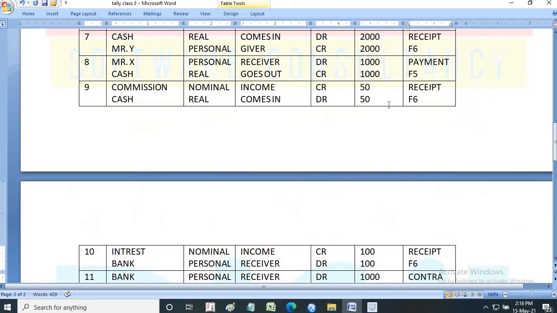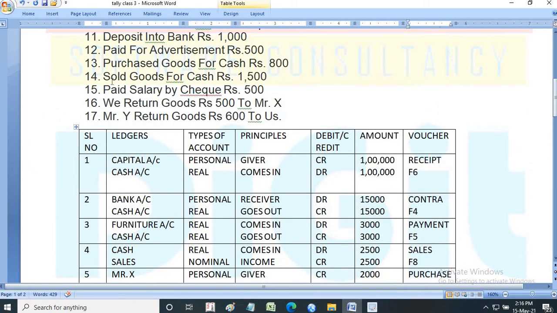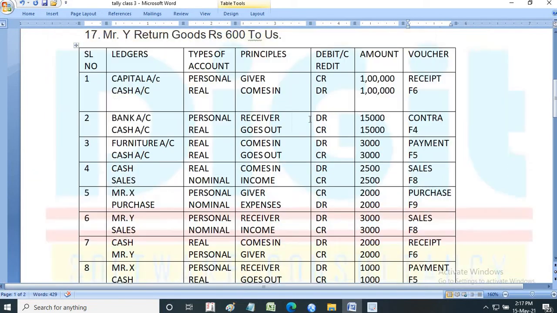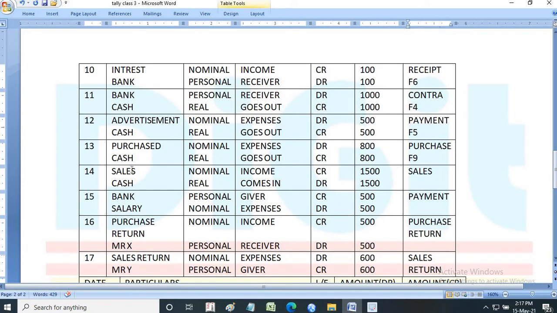Okay, next is number 14. Number 14, sold goods for cash rupees 1500. Okay, next number 14, it will be sales account and cash account. This is also all the same. Already we have done the sales entry. So sales is nominal, is income, then it will be credited 1500, and cash is real, income 1500. Okay, sales voucher, and the key we have to press is F8.